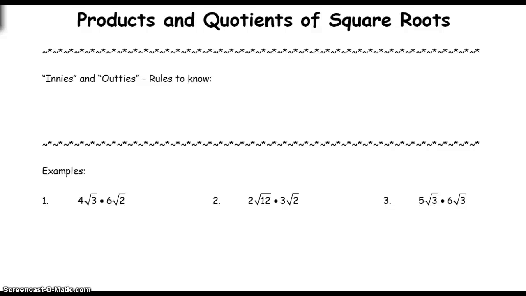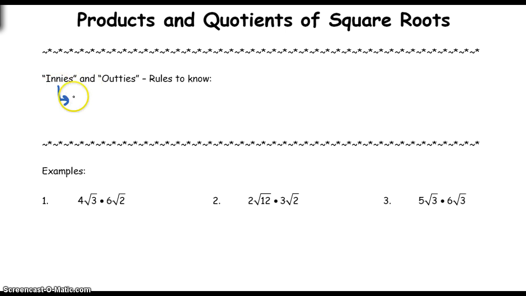All right, today's lesson is going to be about multiplying and dividing square roots. A product is what you get when you multiply, and a quotient is what you get when you divide. So that's what we're going to do today, using square roots. And I have something a little non-mathematical here, but this is what's helped me in the past when I've learned these. Innies and outies, okay?